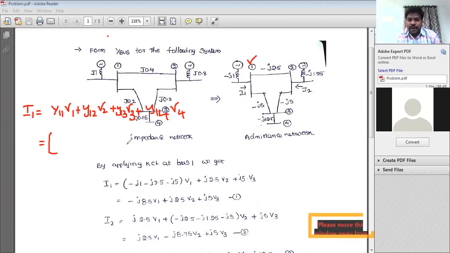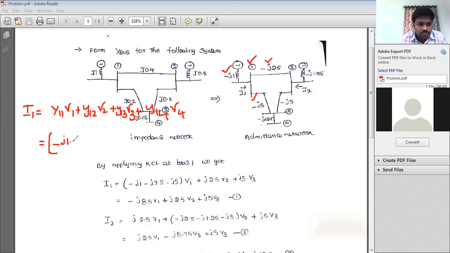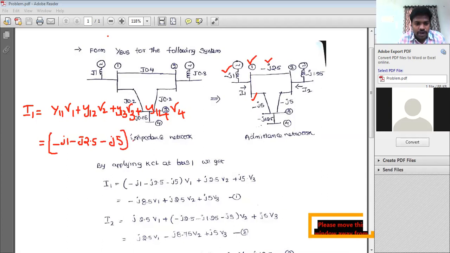Y11 can be obtained by adding all the admittances which have been connected to bus number 1. Now you take a look at this. How many admittances have been connected to bus number 1? The first one is minus J1, the second one is minus J2.5, and minus J5. First of all, you need to add all those terms. So minus J1, I am not going to change the sign, I am considering the sign as it is, minus J2.5, similarly minus J5, into V1.